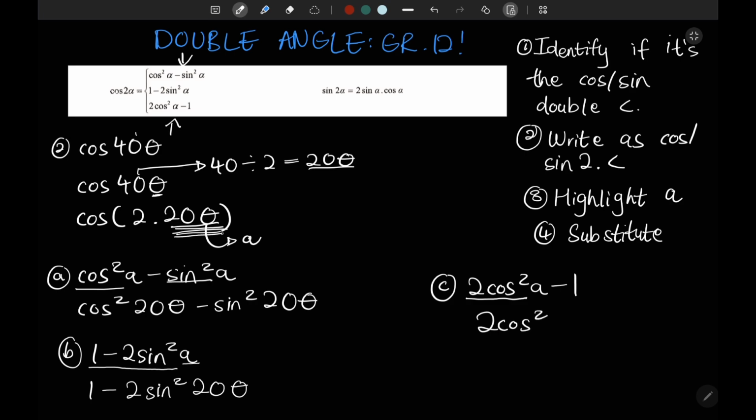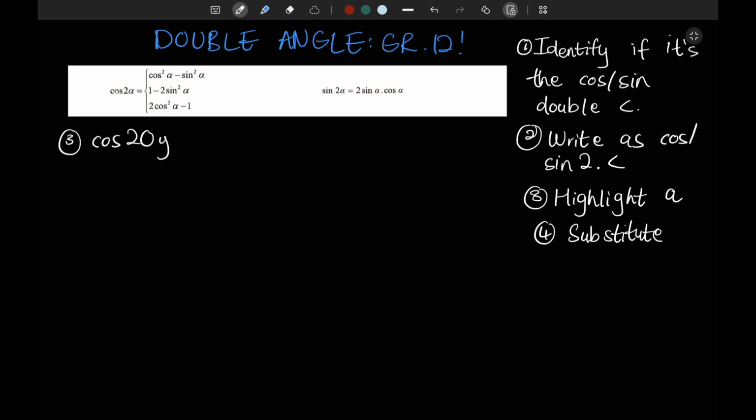What is your alpha? 2θ minus 1. That is how you solve the cos double angle. Now let's try cos 20y. You can just pause the video and try this one out, but make sure that you rewrite all these formulas, as it'll be easy for you when it's time to solve.